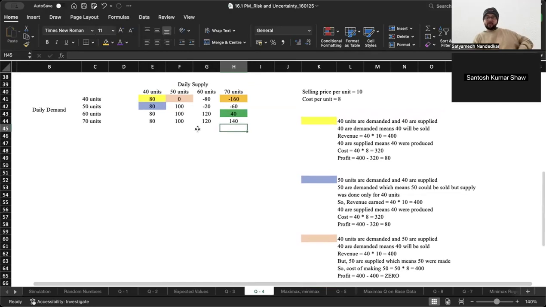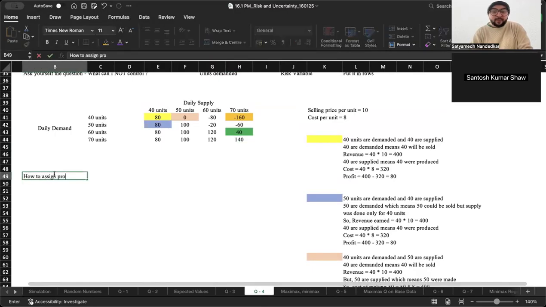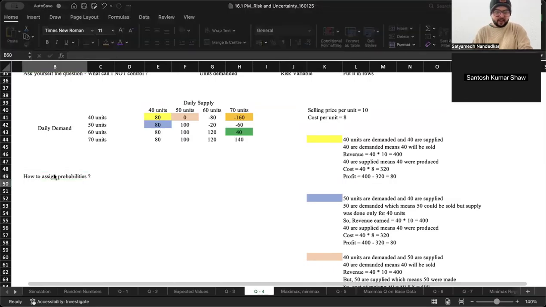Now, this payoff table we are going to use in a couple of other techniques in the future. But abhi ke liye, this is the payoff table. And one more calculation. That is how to assign probabilities. ठीक है.